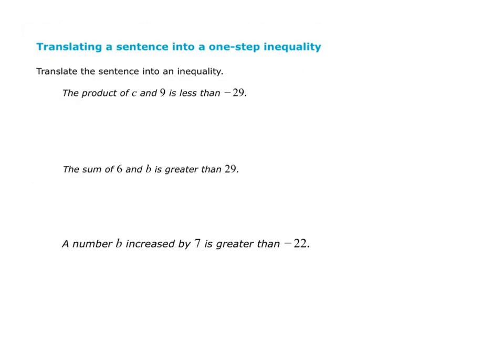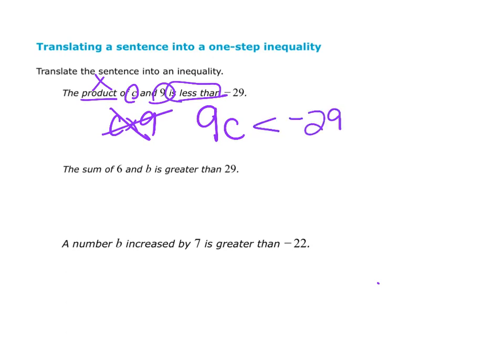The final thing you'll be asked to do is take a sentence and translate that into a one-step inequality. So here's a couple examples to give you an idea of what that will look like. So the first one says, the product of C and 9 is less than negative 29. So I know product means I'm going to be multiplying, and so what am I multiplying? C and 9. So instead of saying C times 9 like that, we don't want to do that. We'll do 9C because we know that in algebra, we always put our number in front of our variable, the coefficient in front of our variable. So we have 9C is less than negative 29.